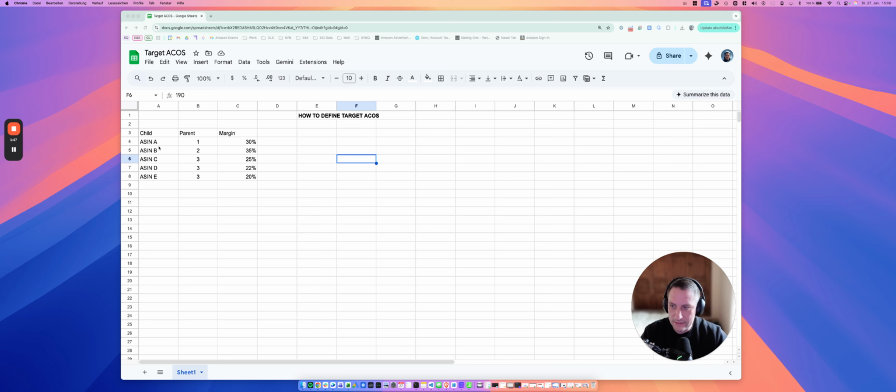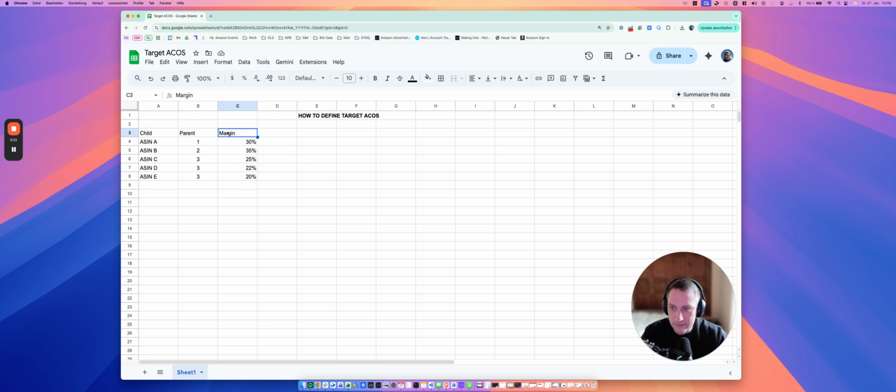So let's start really simple here with the easiest solution you can do for defining your target ACOS. Let's assume we have 5 products. We have product A, B, C, D, E, and we have 3 parents. Product A is a single child-parent combination, product B the same, and then we have product C, D, E, they're all in a parent. This will be important because there are some nuances to ASINs in a parent.